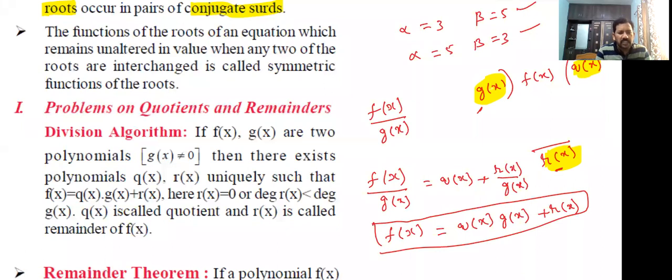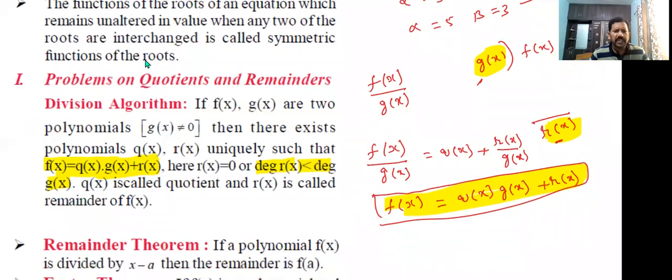Okay, so this you already know in 8th, 9th standard. And degree of r of x is less than degree of g of x. Q of x is called quotient, r of x is called remainder, and f of x, g of x you know very well. G of x is divisor, f of x is dividend. Students, understood what is division algorithm? Remember it. Okay. Remainder theorem.